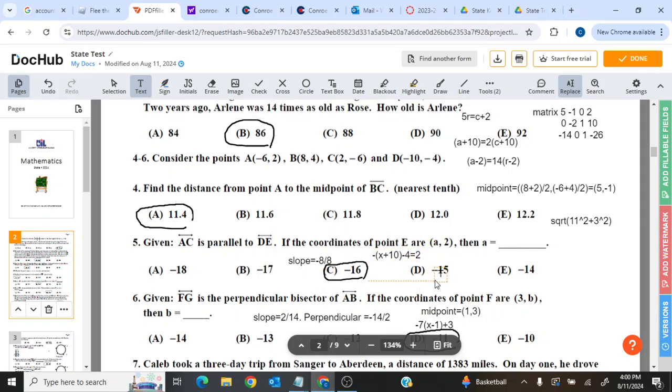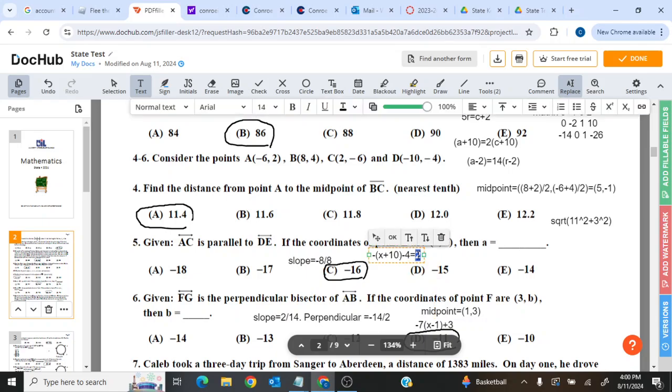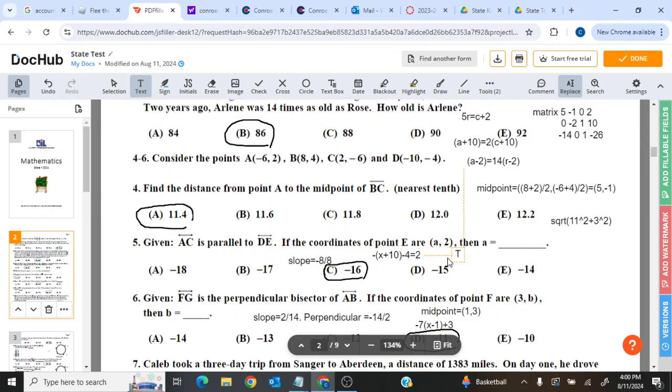Yeah, this would be y, and then y is equal to 2. And if you do that, you'll get an A value of negative 16.